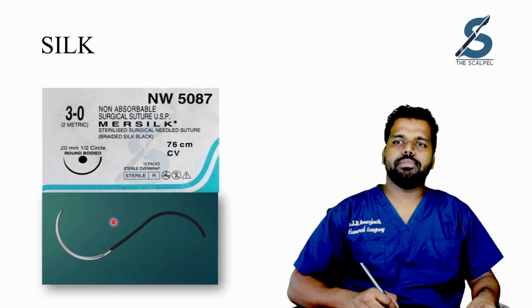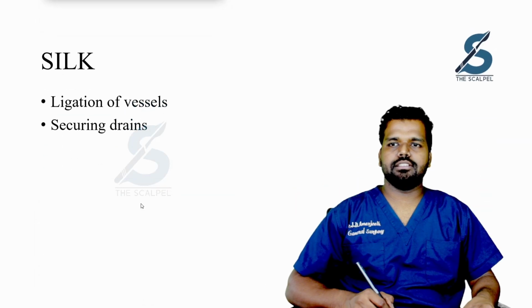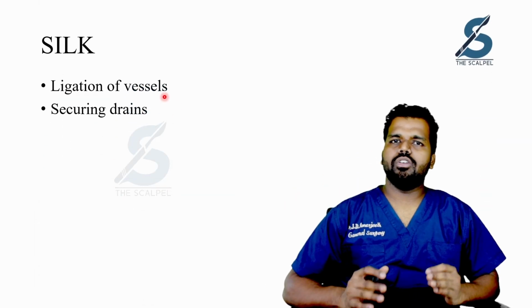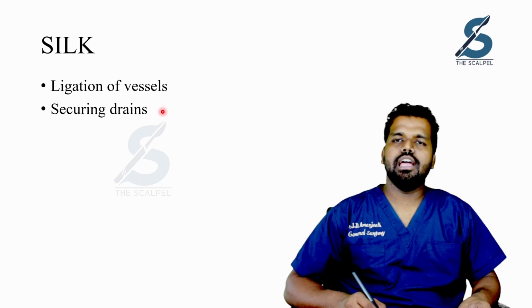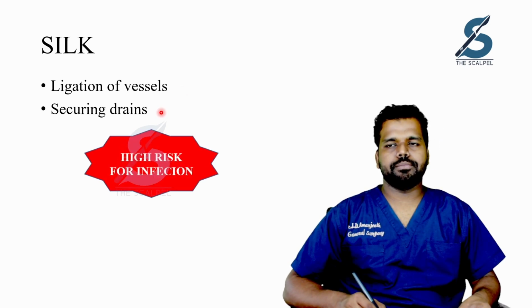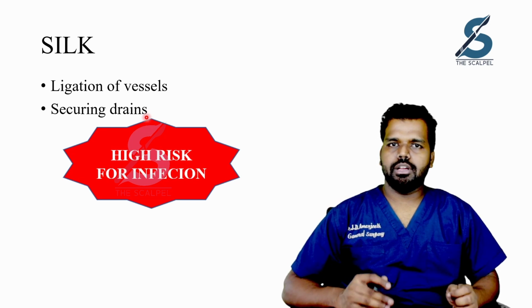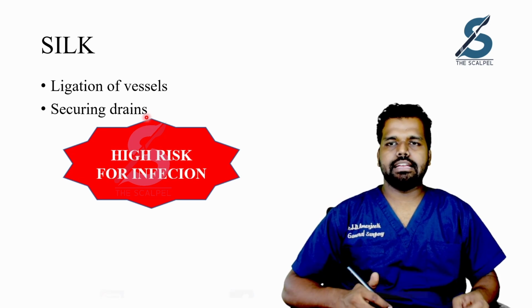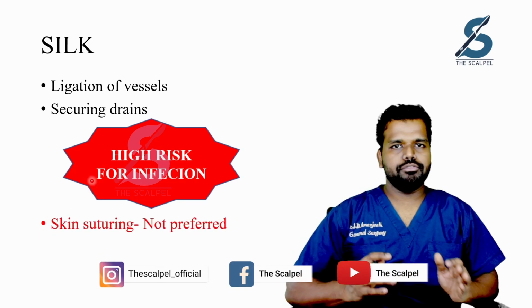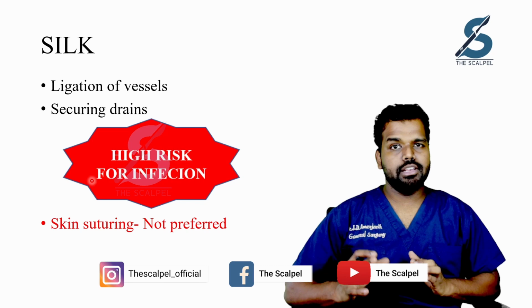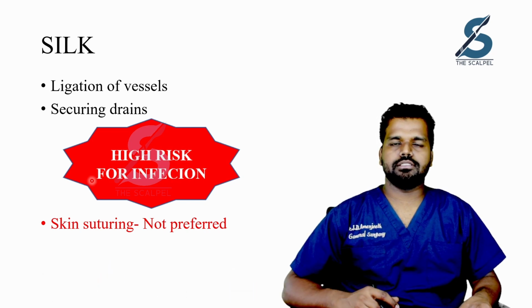And this is the suture material, and you can see the black colored multifilamented braided material. As the knots are very secure in silk sutures, they are used for ligation of vessels and for securing the drains. But silk suture has higher risk for infection because of multifilament braided category. So silk sutures are not preferred for skin suturing, but previously it was one of the very commonly used suture material for skin approximation.